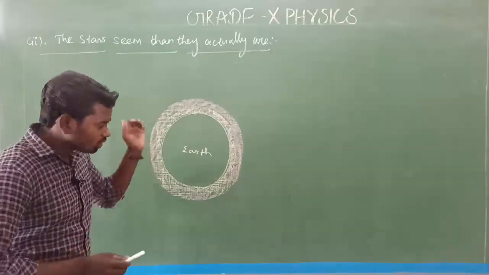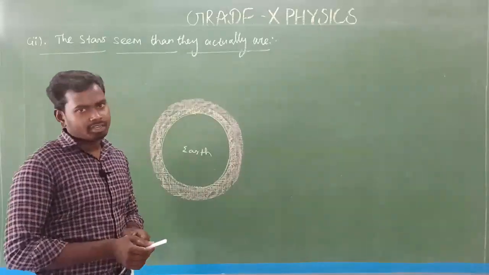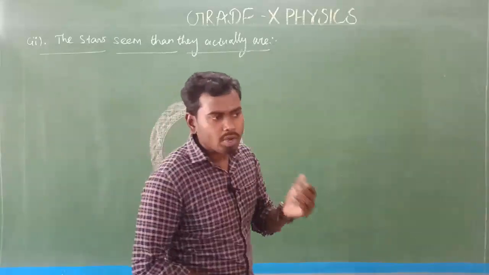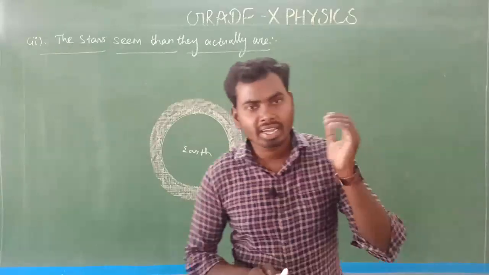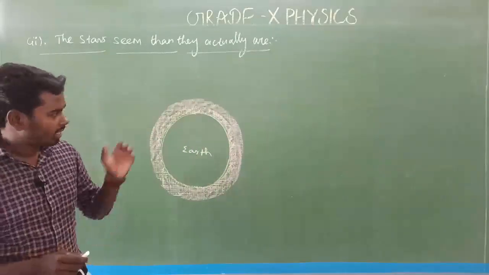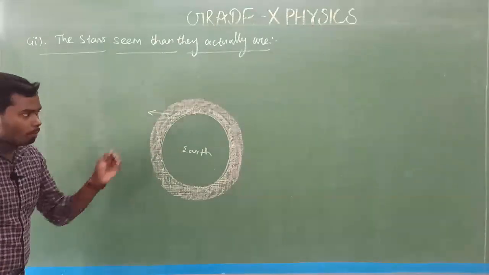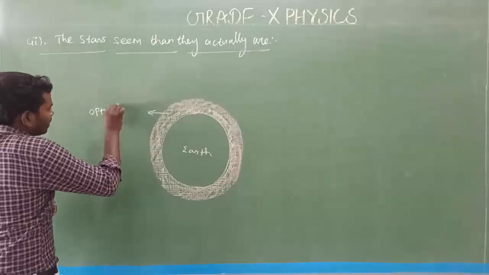Is it clear? Yes. So these different air layers have different densities. Am I right? Different densities. It's very simple. So some layers behave as an optically rarer medium, and some layers behave as an optically denser medium. Look at here. This top layer behaves as an optically rarer medium.